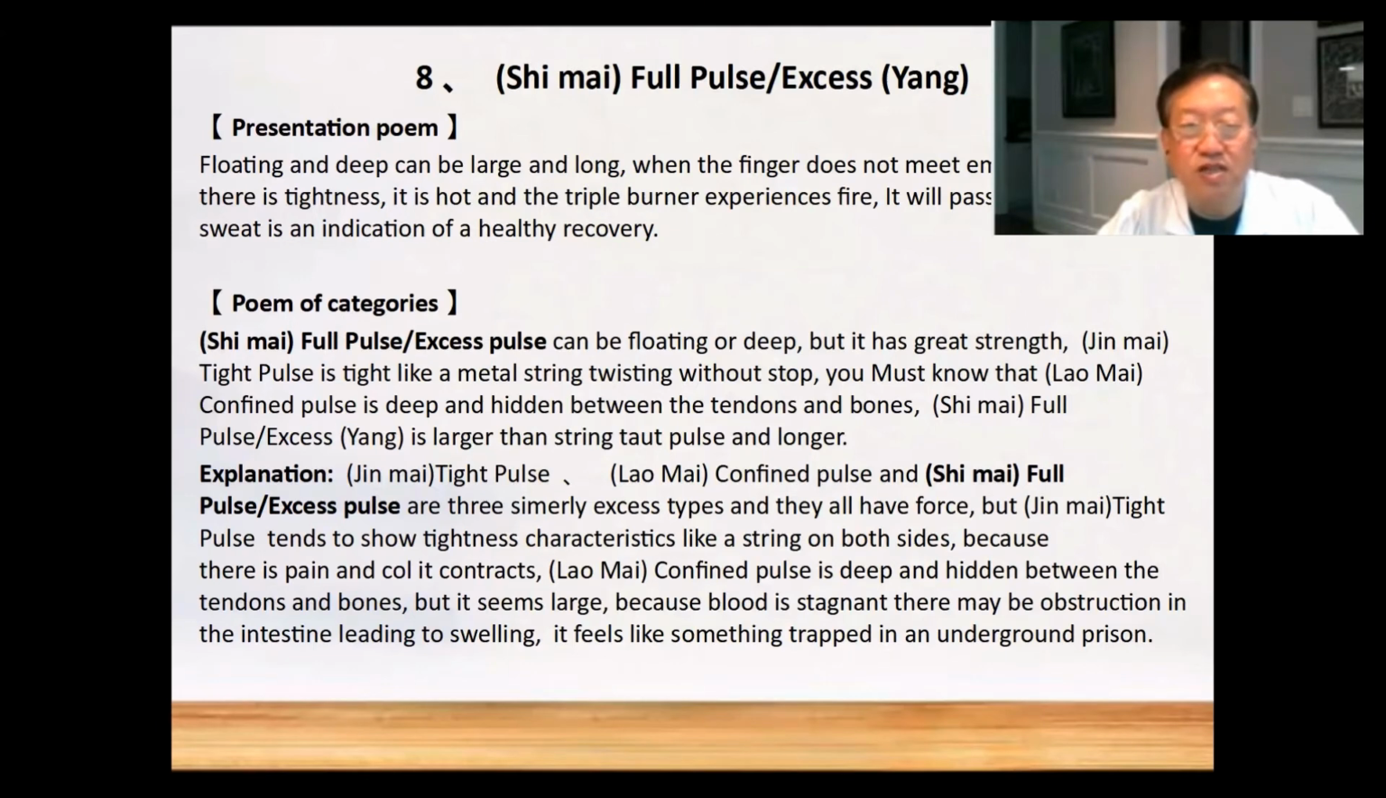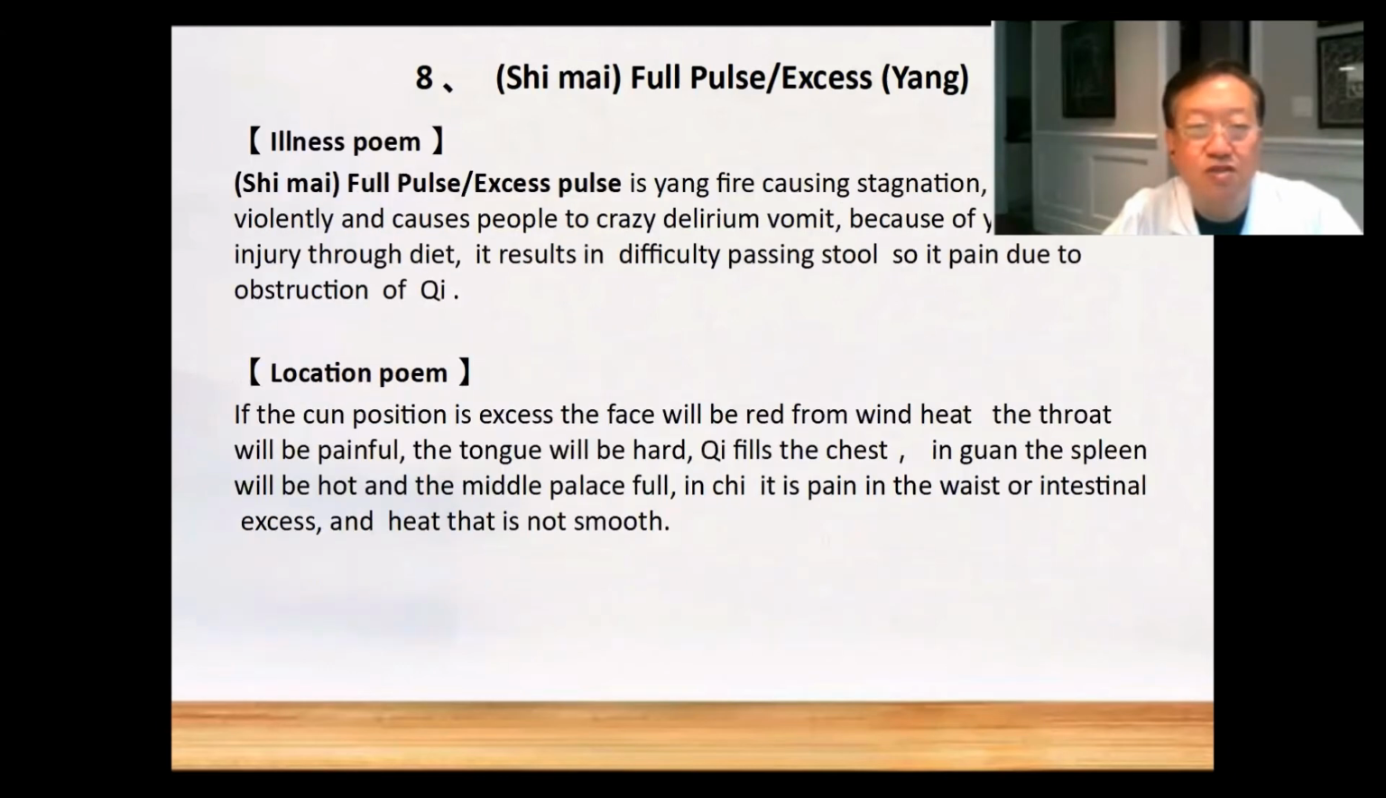Laomai, confined pulse, is deep and hidden between the tendons and bones, but it seems large because blood is stagnant. There may be obstruction in the intestine, leading to swelling. It feels like something trapped in an underground prison.